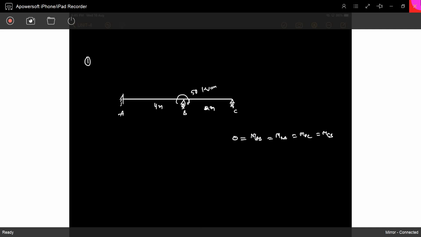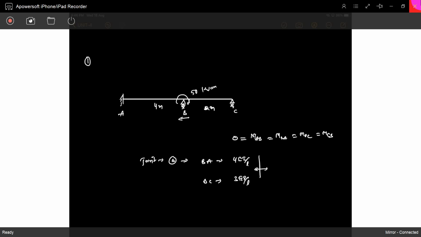Now the carryover factor. See the distribution factors at joint B. Only one joint is there. What is the stiffness of BA? 4EI by L, because A is a fixed end. That's why BA has stiffness of 4EI by L. But BC has 3EI by L, because C has a hinged end.